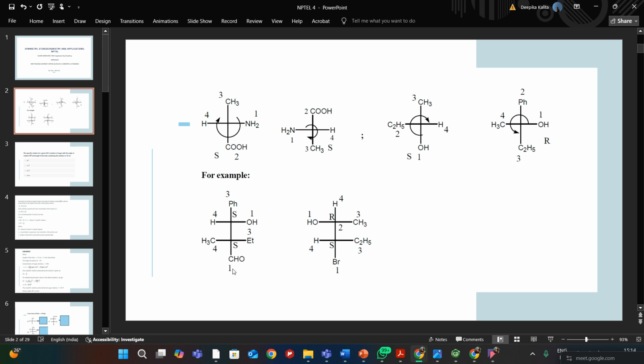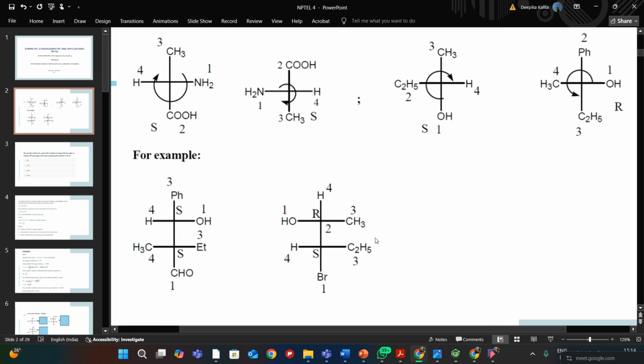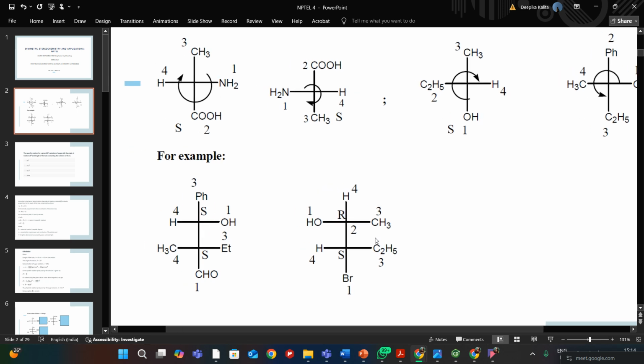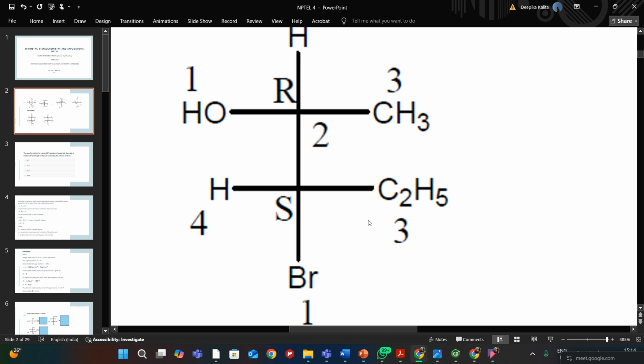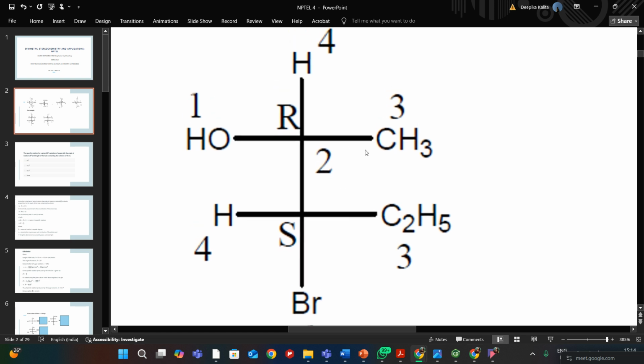So out of these two examples given here, we will solve only one of these, okay? And the other one you can solve by yourself. The answer is given already. So let us solve the second one, okay? So it has two chiral centers.